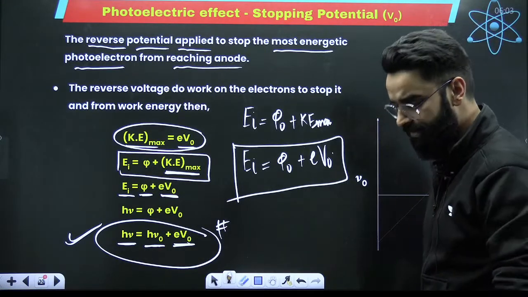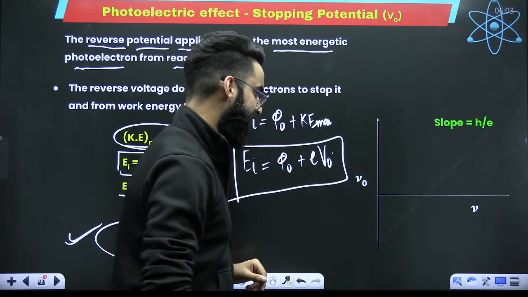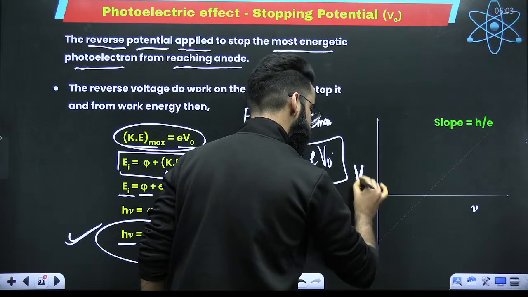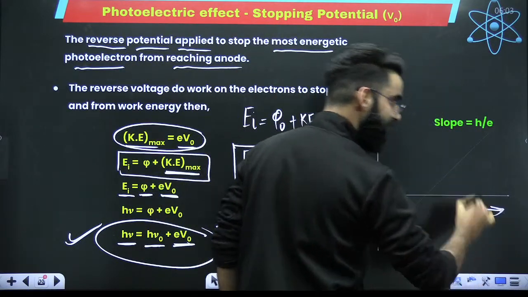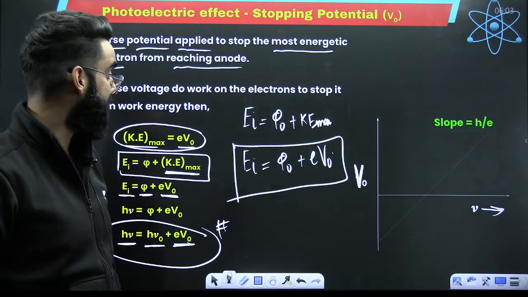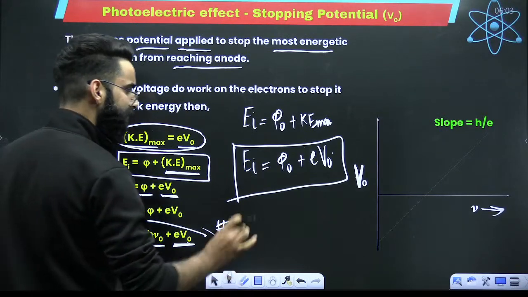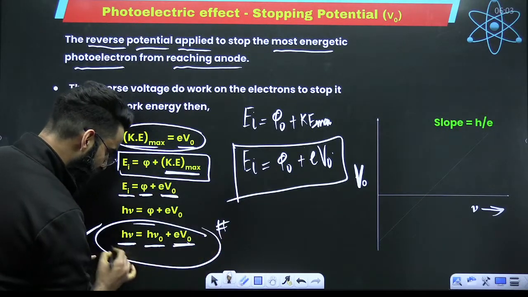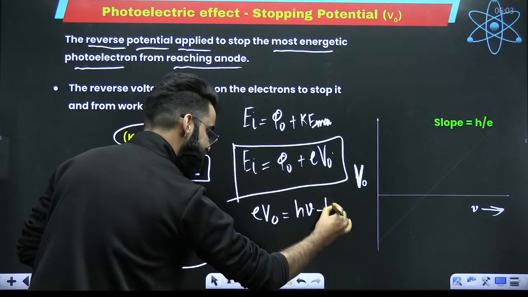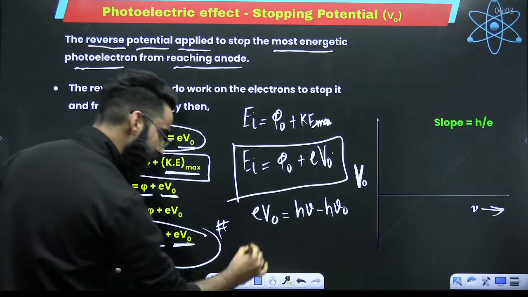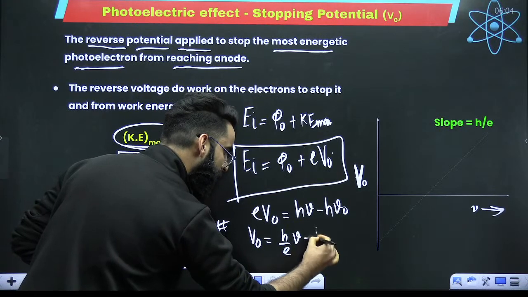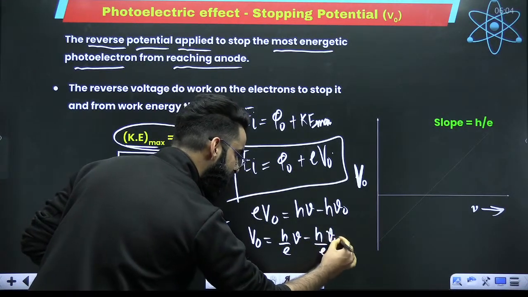Right? Now, if you want to make a graph between stopping potential versus incident frequency, what will the graph look like? See guys, it's very simple. Look at this particular equation. Can I say from this equation, eV naught is equal to h nu minus h nu naught? Absolutely. Can I say V naught is equal to h/e times nu minus h/e times nu naught?